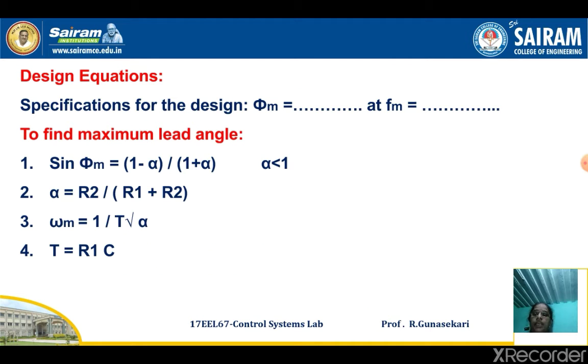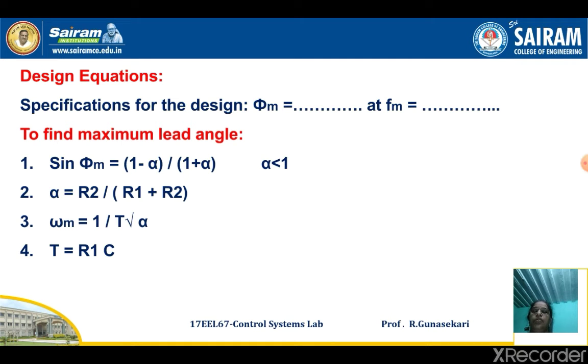After that, the design calculation. First, for the specification of the design, we have to choose the maximum phase lead phi m and the frequency at maximum phase Fm. First we choose phi m and Fm, then we can design the resistors R1, R2 and capacitor C using alpha and omega m T. First, sin phi m equals 1 minus alpha divided by 1 plus alpha, with alpha less than 1. By using this formula we calculate sin phi m, and from this we calculate phi m.